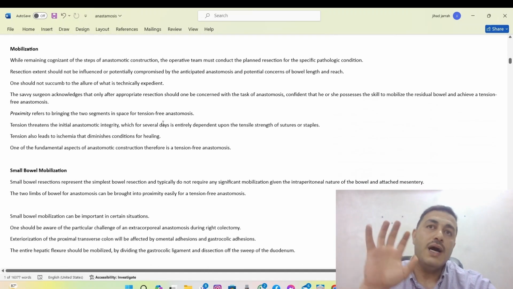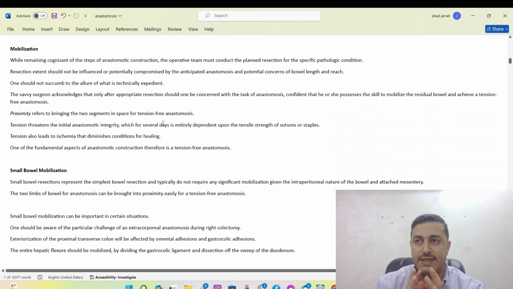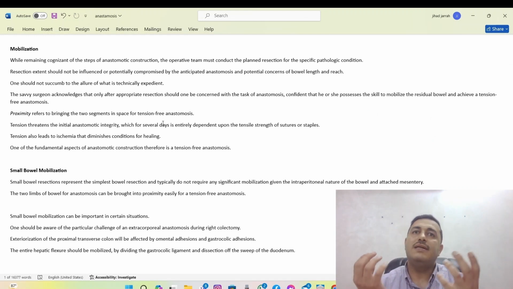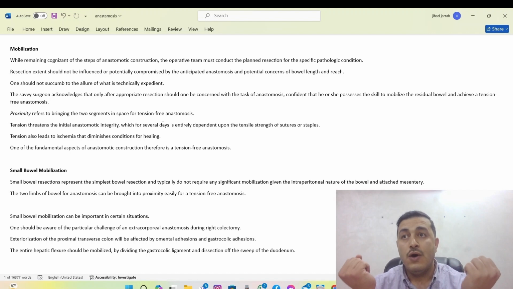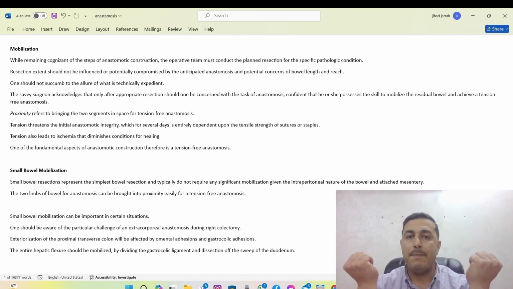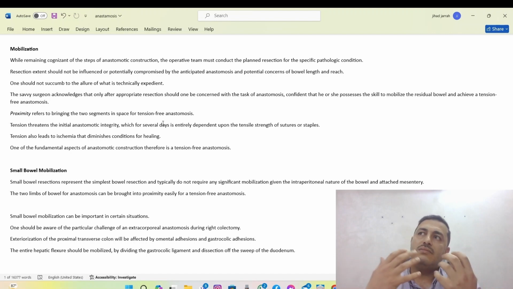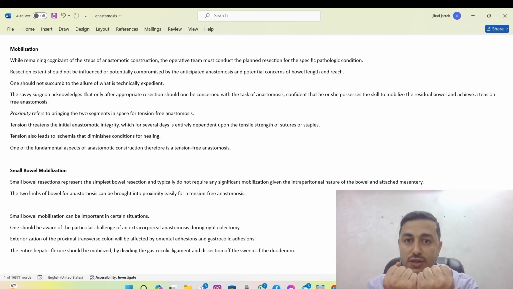Now we are going to talk about mobilization. To understand what mobilization technique means, it's when we have a significant gap between two segments and we want to bring them together. So we have to do what I call relaxing incisions, a mobilization technique to bring these two structures together.